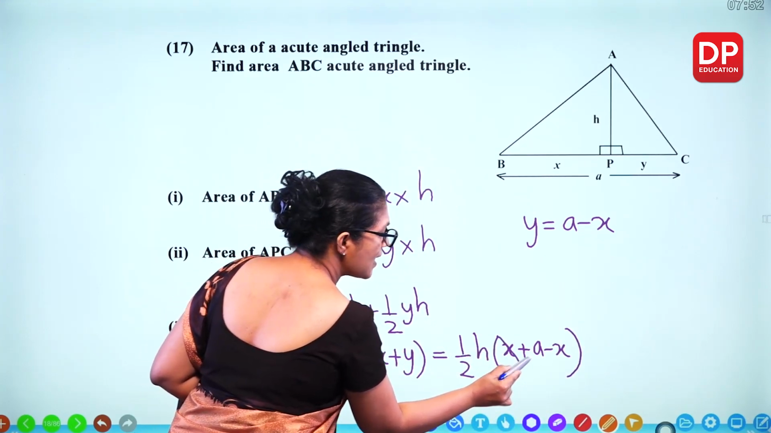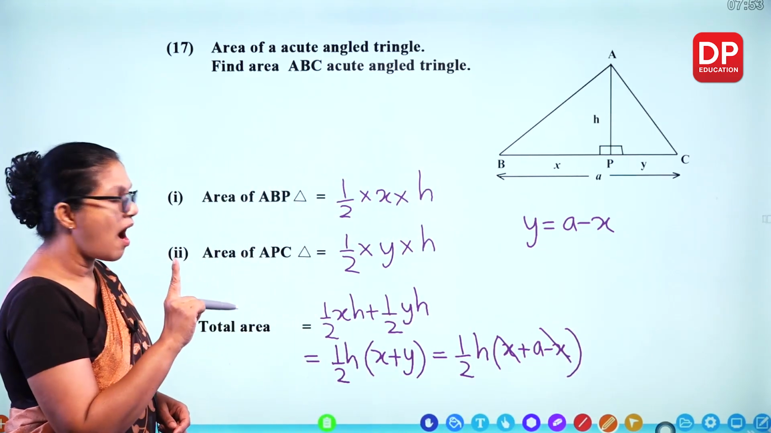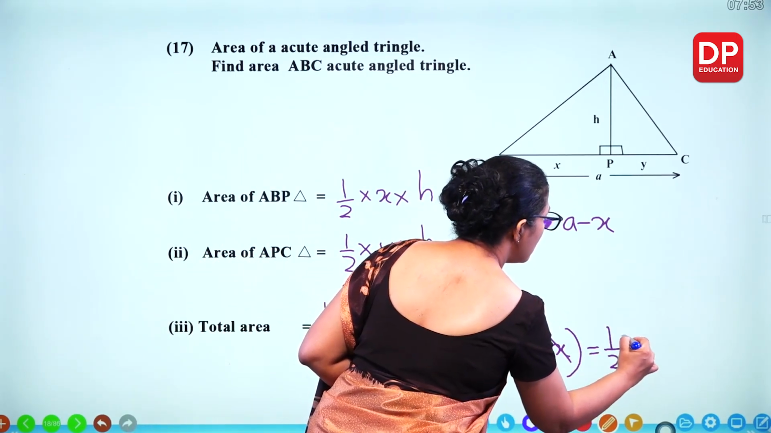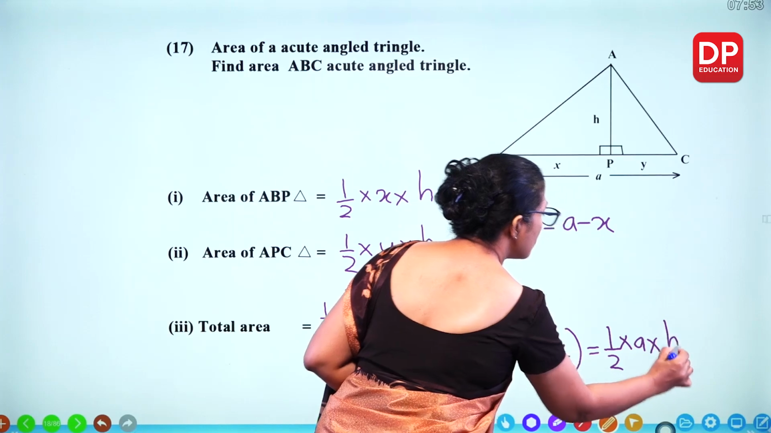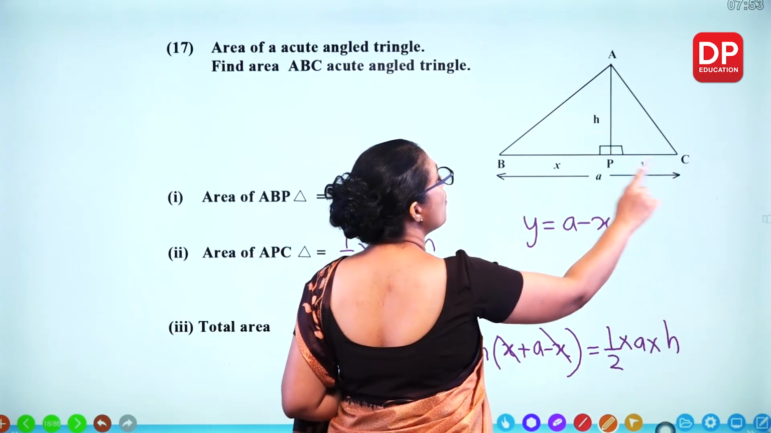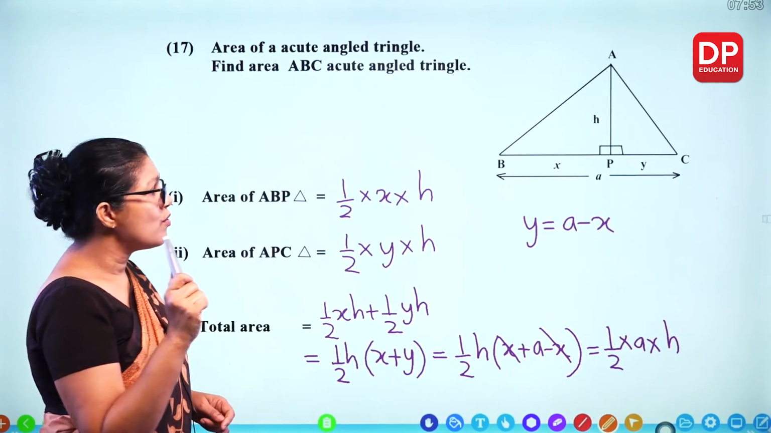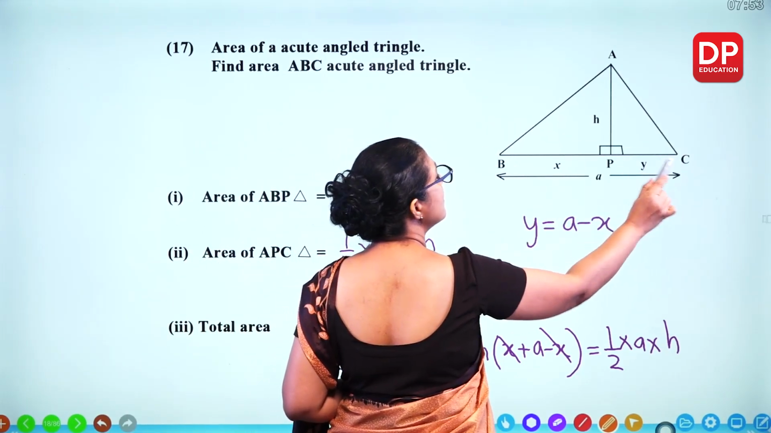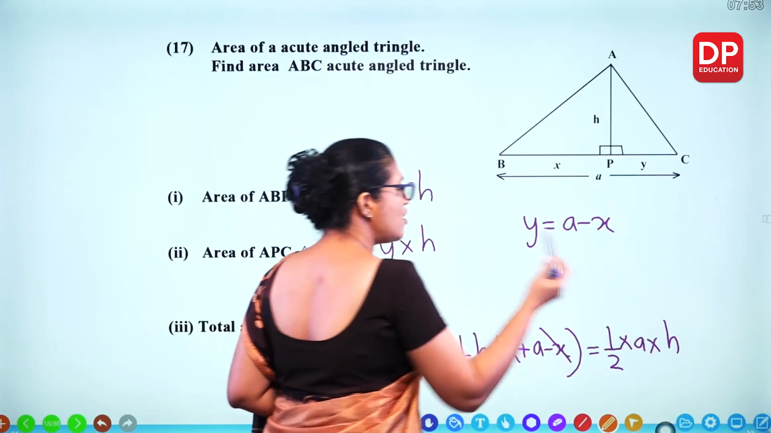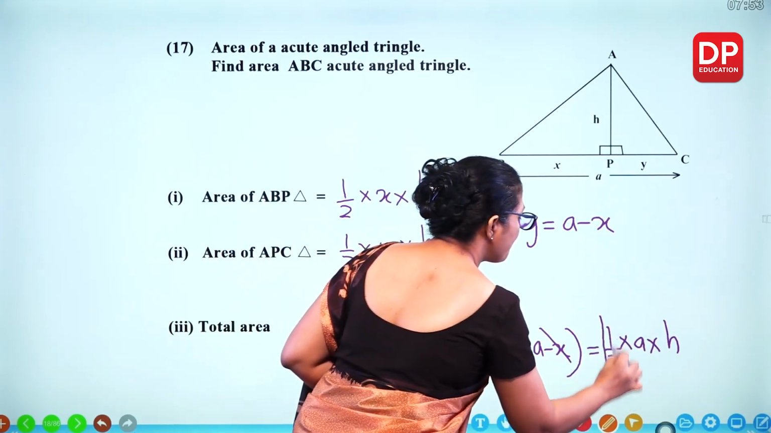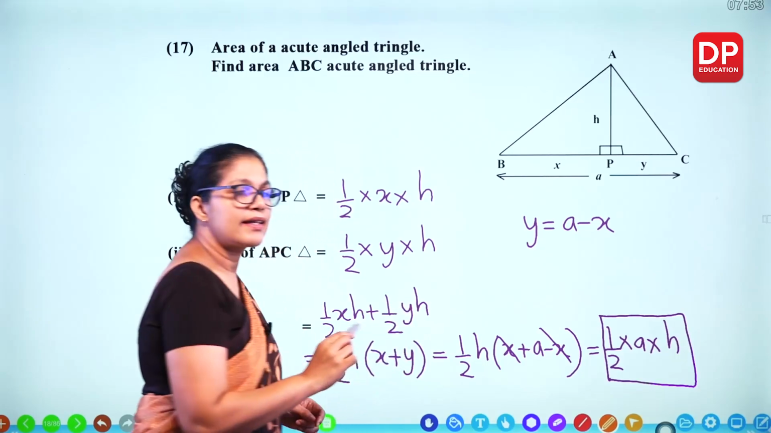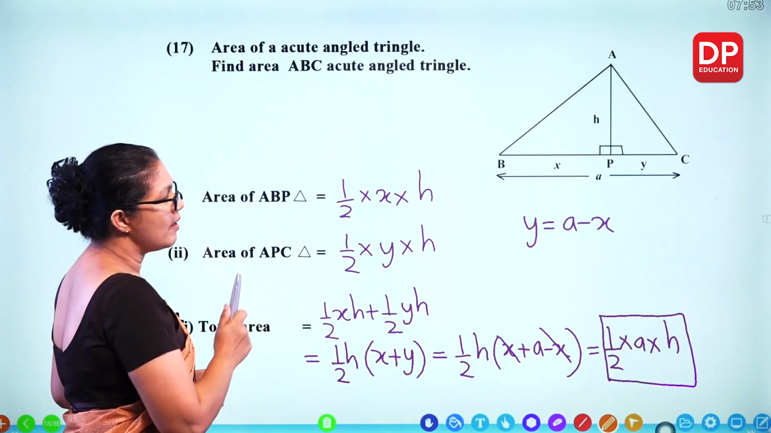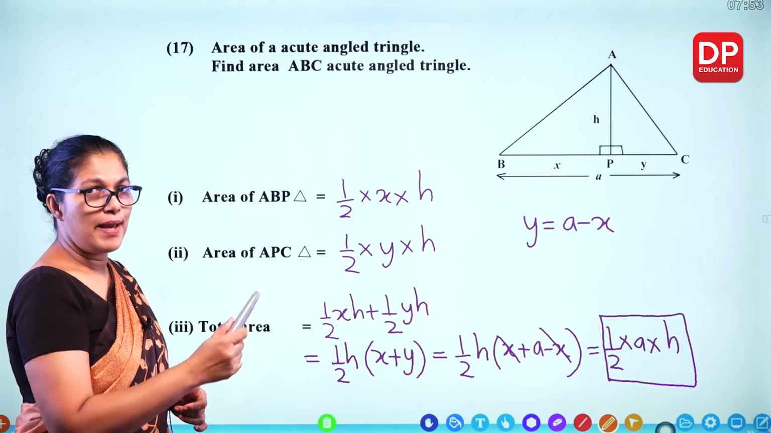Now what happens? X gets cancelled out. You get half HA. What's that? Half AH. Now can you see the total area of the acute angle triangle is half times this base of that triangle and this perpendicular height. You get the same formula as a right angle triangle. So half into perpendicular height and the base.